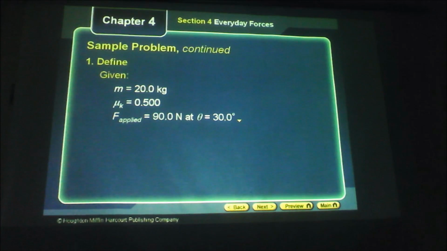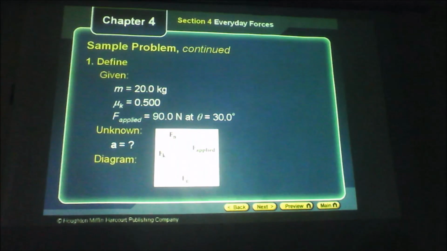Let's first define what is given. So we know the mass of the box is 20 kilograms. We know that he's applying a force of 90 newtons at 30 degrees, and we know our coefficient of kinetic friction is 0.5. What do we need to know? Our acceleration. Well, what's our equation? Force equals mass times acceleration, correct?